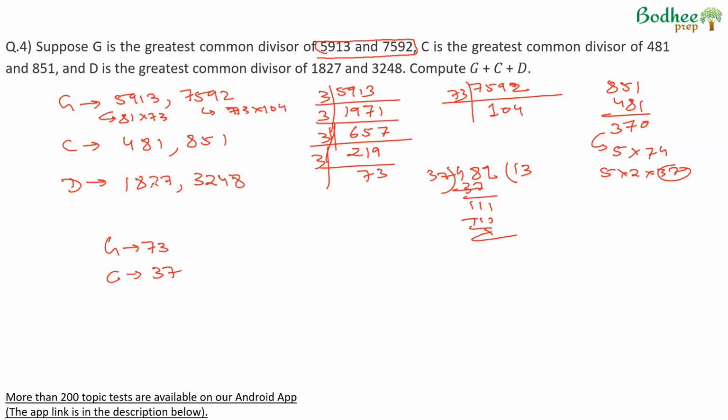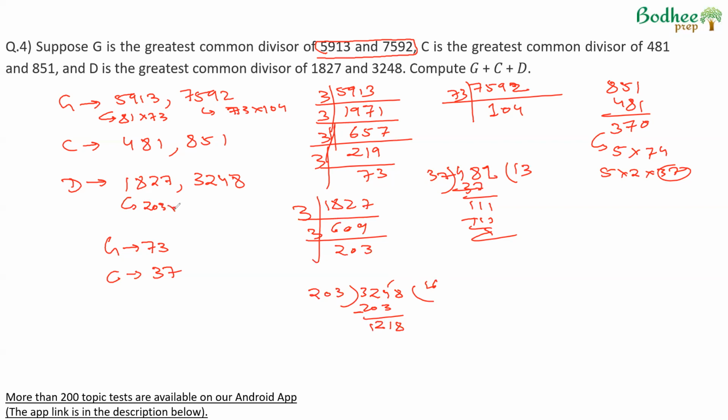Now we look at D. D is 1827; 8 plus 1 is 9, 9, so it's divisible by 9. Let's start dividing 1827 by 3. So 609, then 3 into 203. Does 203 divide? I'll check with 3248. 203 into 16 is 3248 and 203 into 9 is 1827. So D becomes the common factor 203.